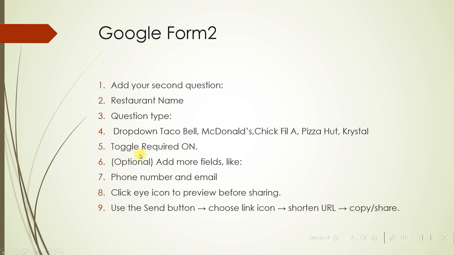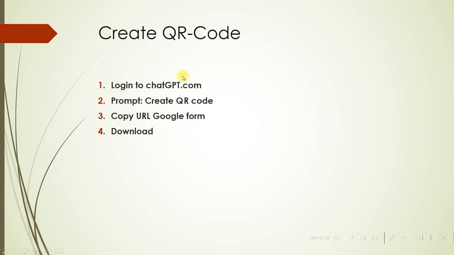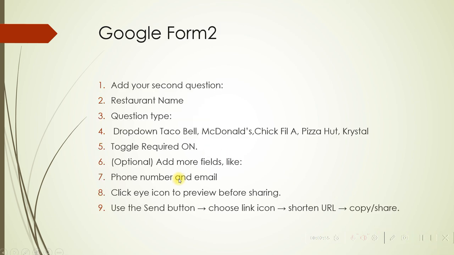When you copy that, you will use that URL to create the QR code. Creating a QR code is very simple. Log into ChatGPT, prompt: create QR code. You drop in the copied Google Form URL, then download it and save it. That's all we're going to do right now, and we are now heading to the first step.